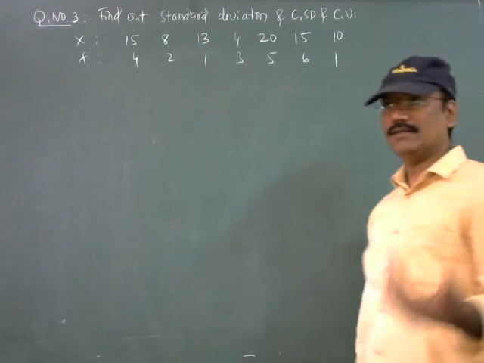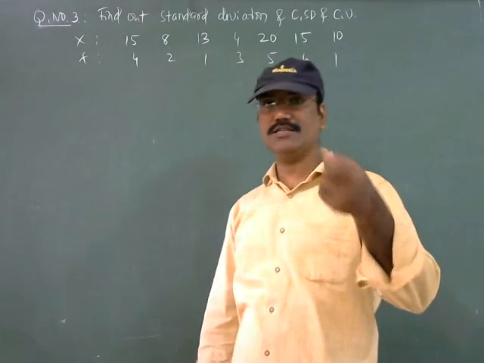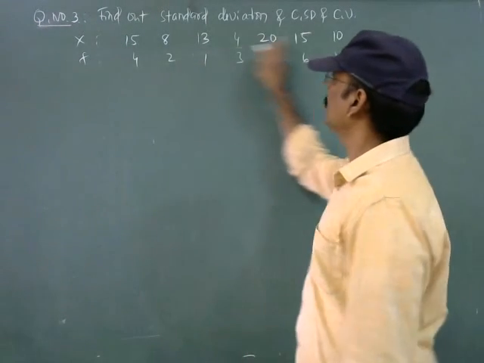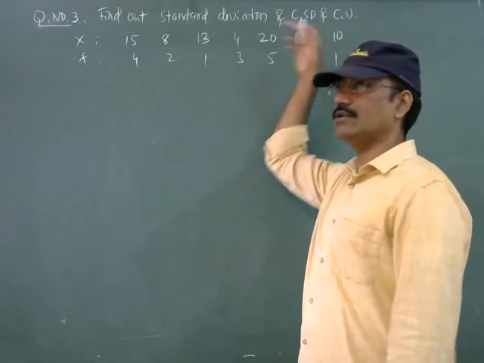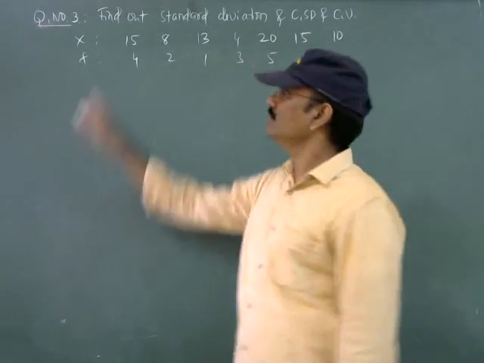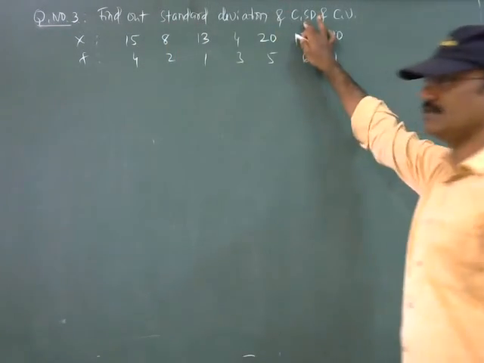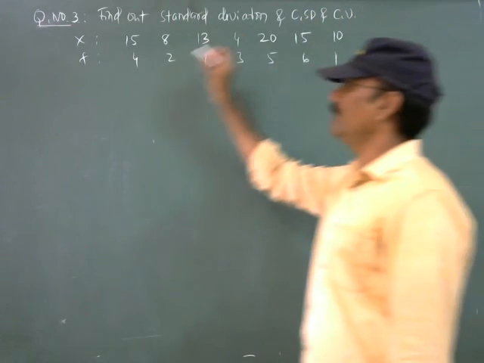Now when you are finding the D, what is D? D equal to x minus small number. All these x numbers, which one is the small number here? 4 is the small number. Subtract all the numbers minus 4. So then find the standard deviation, coefficient of standard deviation and coefficient of variation.